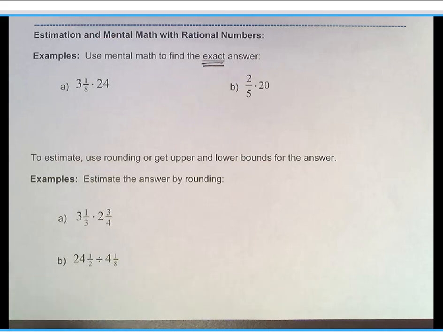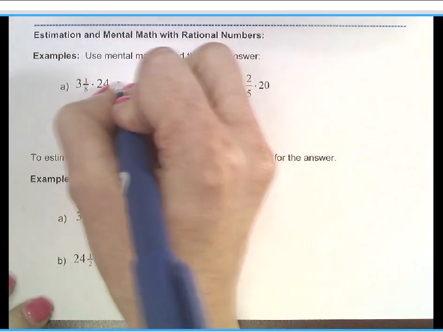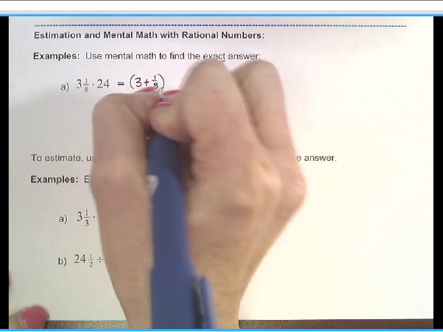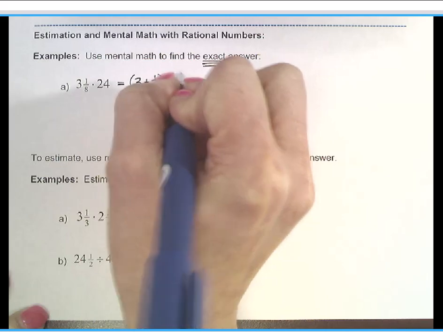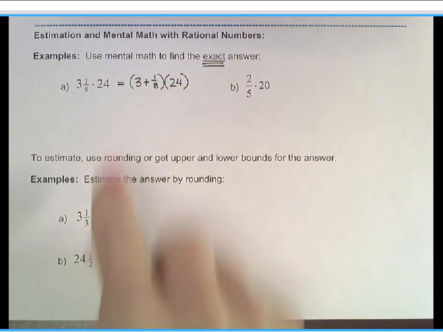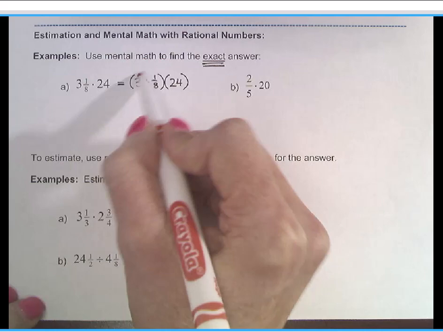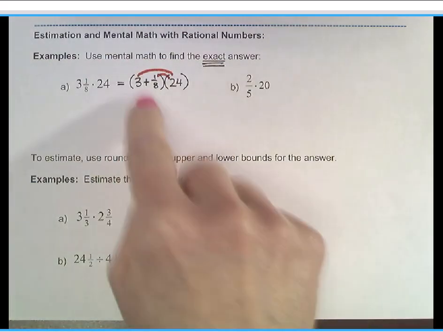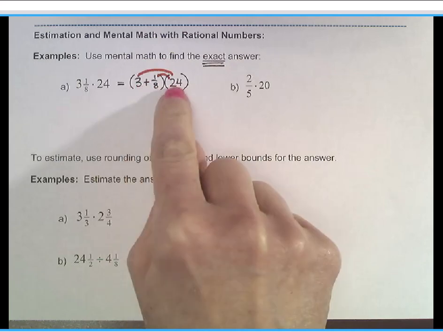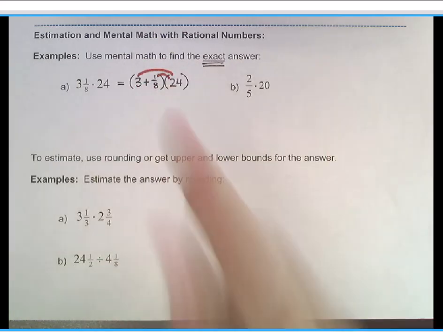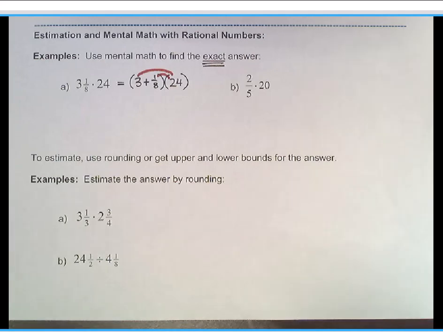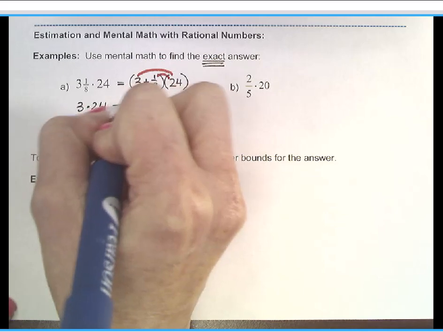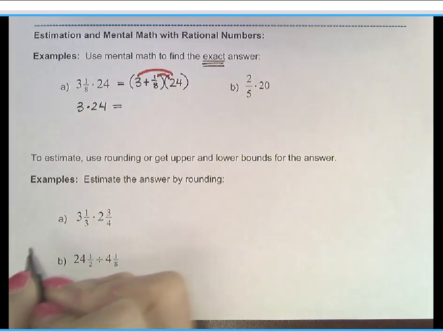Well, if we think about it, the 3 1/8 is like 3 plus 1/8. And we're multiplying that by 24. So we need to make sure that the 3 gets multiplied by the 24, but we also need to make sure the 1/8 gets multiplied by the 24. This is like 2 pieces times 1. 2 times 1 is 2, so you'll have 2 multiplications. So in your head, you would multiply 3 times 24. Right? 3 times 24 would be 72.